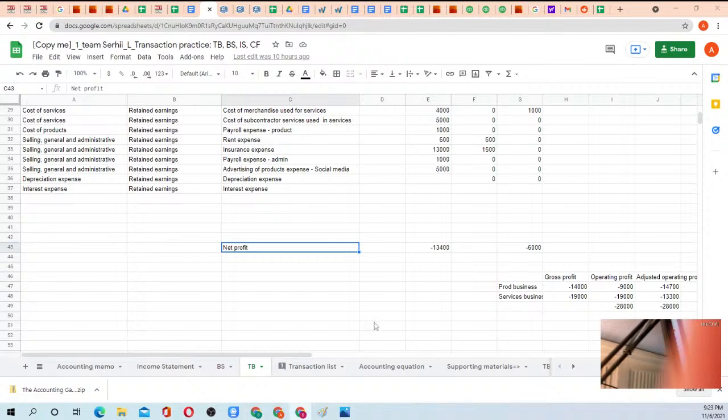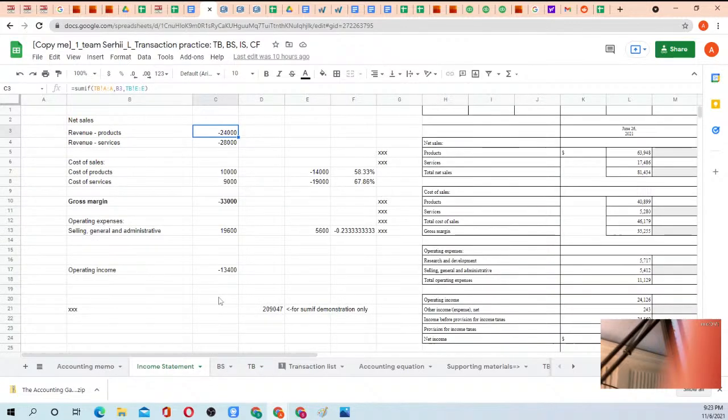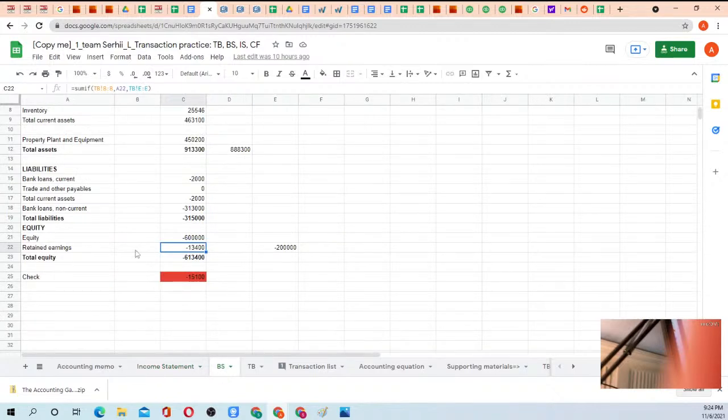Okay, so net profit 13,400. So basically you accumulate net profit in your retained earnings. And when you do a distribution to the owner or a dividend, then you will reduce your retained earnings. That's how it works.